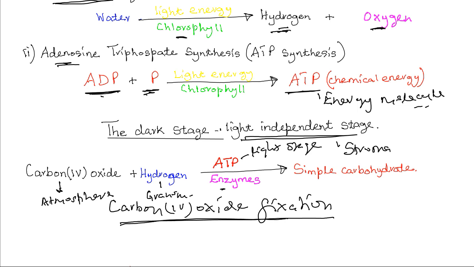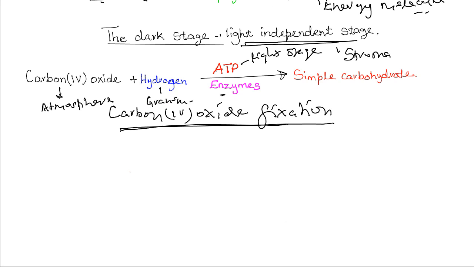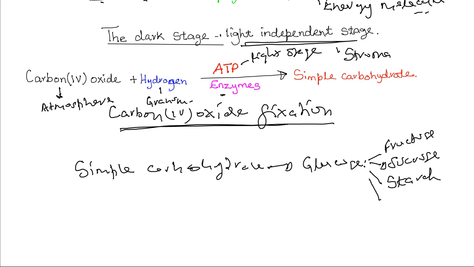Alternatively, the simple carbohydrates can be used to form fatty acids and glycerol. Fatty acids and glycerol are used to make up lipids. So, after formation, the first carbohydrate that is formed will be glucose. Or, again, depending on the needs of the plant, the simple carbohydrate can be converted to amino acids for protein synthesis, or fatty acids and glycerol that are used to make lipids for the plant.